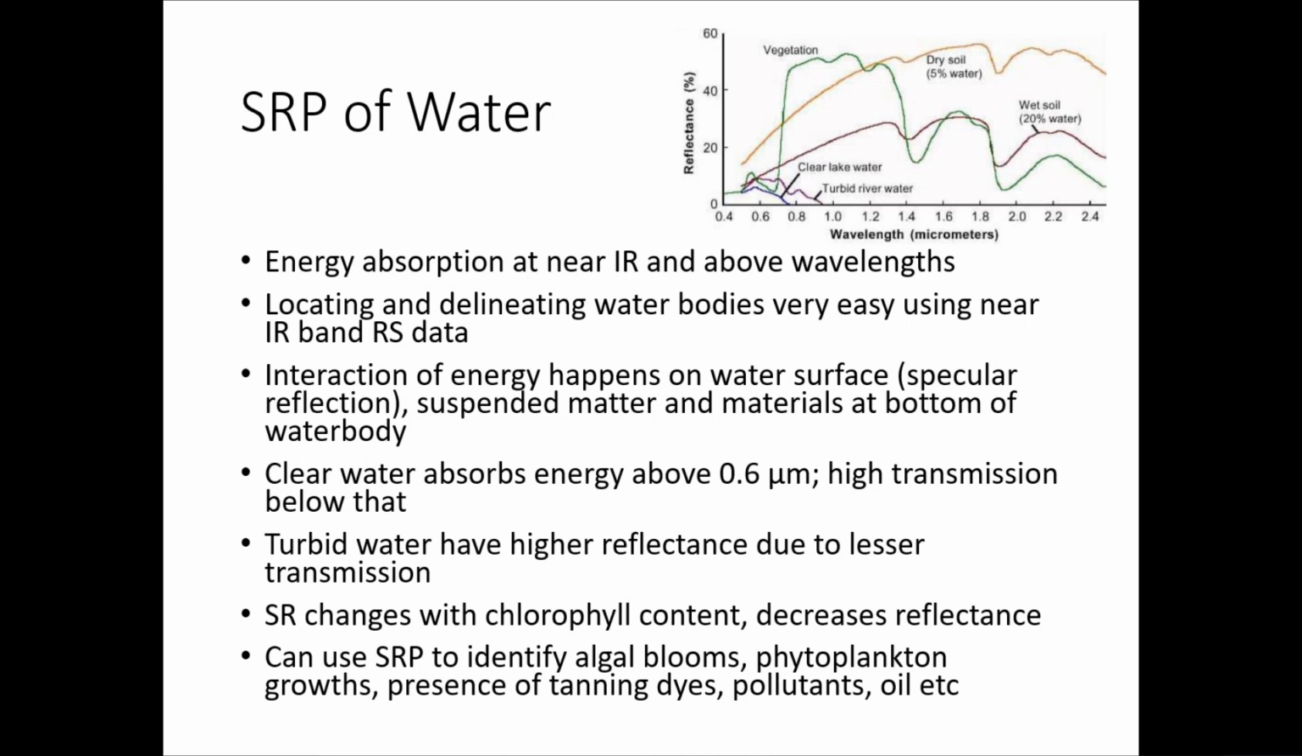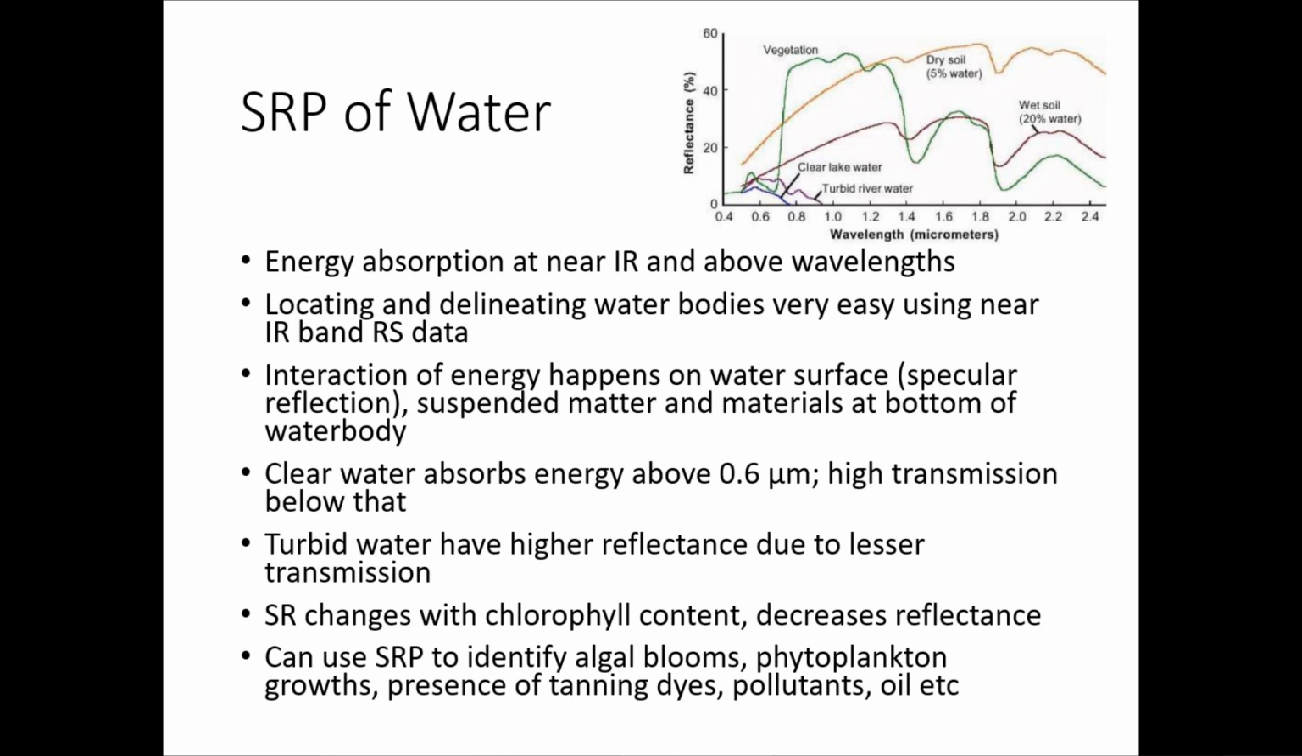But if you have a turbid river water, with a lot of suspended material in the water, what will happen? The energy will not be transmitted through the water, but the suspended materials on the surface, what will happen? The energy will reflect from that suspended material, right? So the reflectance can be higher in the case of turbid waters.